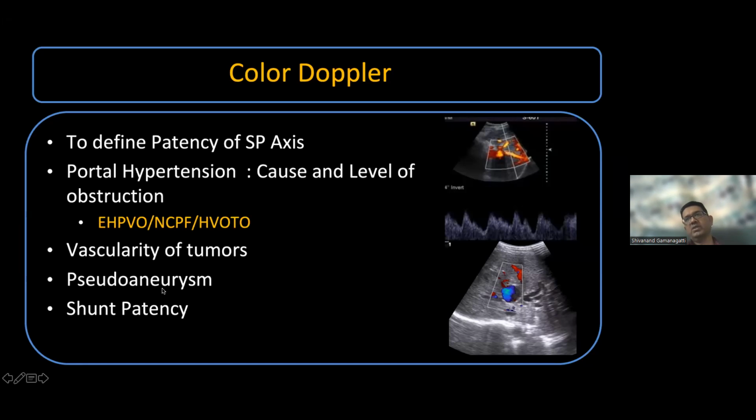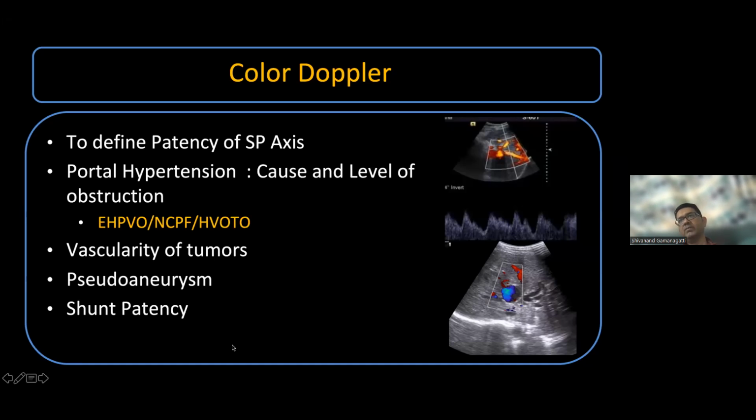And sometimes you see a lesion in a traumatic setup or after an intervention, a patient presented with hemobilia or upper GI bleed, you screen the liver and you see a cystic lesion, and you put a color box. If it takes up the color, as in this case, then certainly you are dealing with a pseudoaneurysm. Obviously, it needs further evaluation, but ultrasound also helps to pick up the vascular lesions.